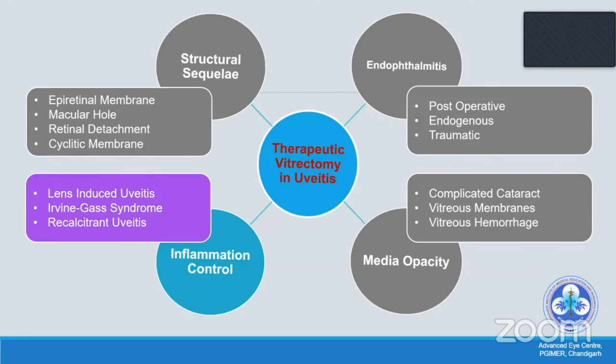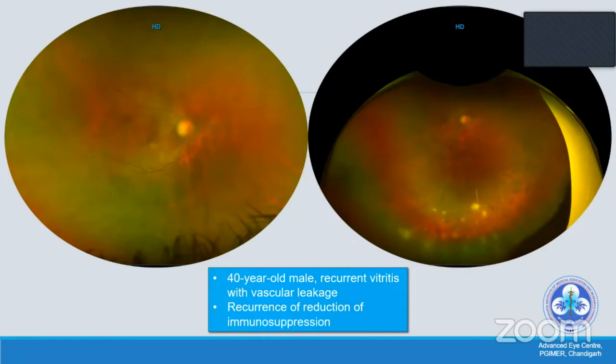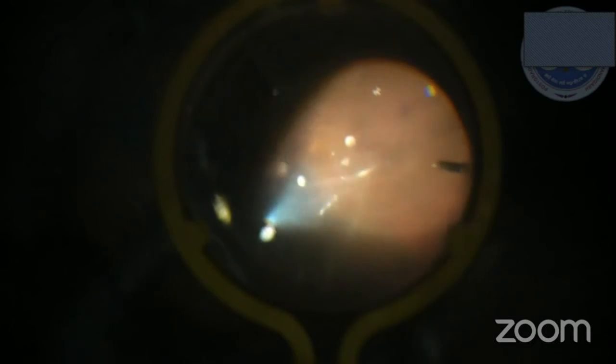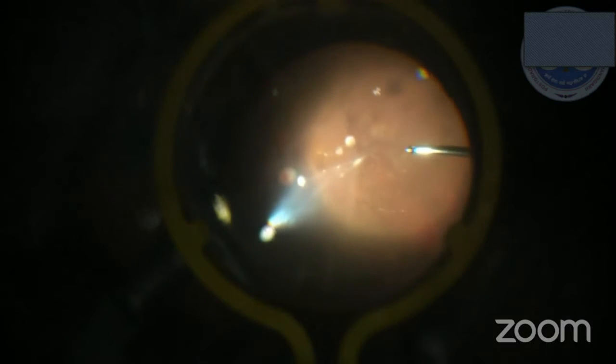So coming to inflammation control, I'll be talking about a case of recalcitrant uveitis, a 40-year-old male with recurrent vitritis and vascular leakage, idiopathic. We never found the cause despite investigation. Whenever there was a reduction in the immunosuppression, the inflammation used to come back. So we decided to take him up for a diagnostic and therapeutic vitrectomy.